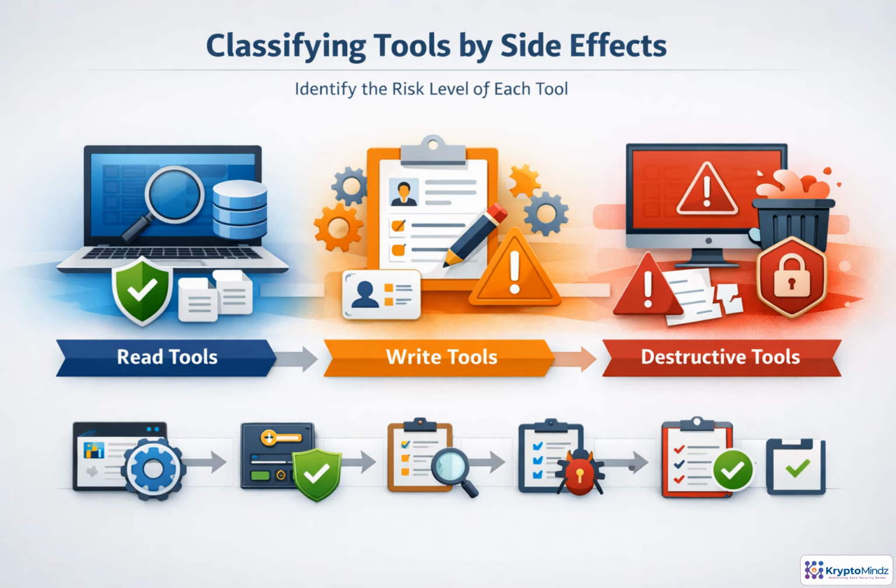Before designing a tool interface, classify the tool by what it can change. Read tools only retrieve information, so they usually need lighter controls and simpler testing. Write tools create or update records, so they need clearer schemas, authorization, validation, and audit trails. Destructive tools delete, cancel, refund, revoke, or permanently alter important state, so treat them as high-risk operations with stricter permissions, confirmations, logging, and failure testing. The key principle is consistency. The risk category should be visible in the name, metadata, documentation, and operational controls.